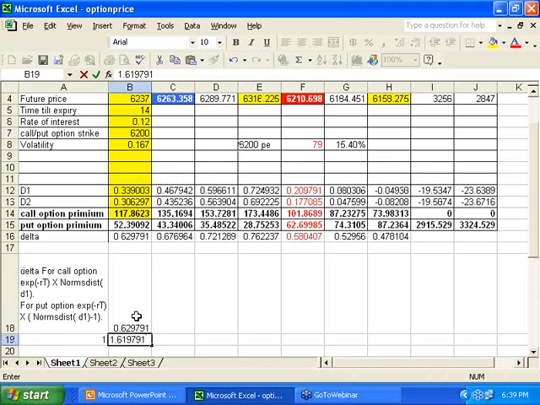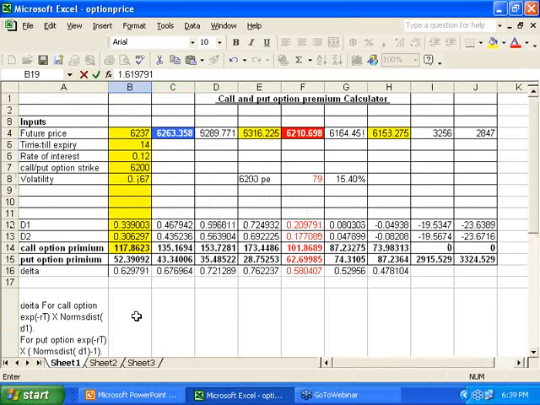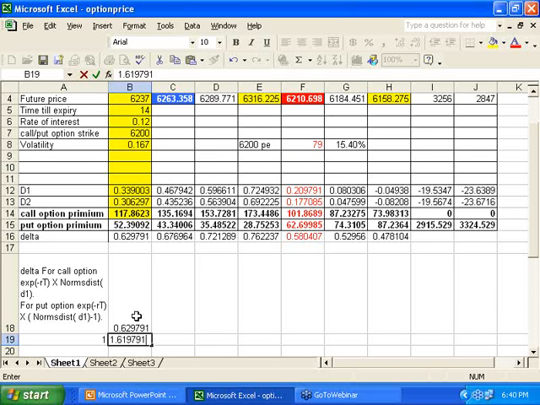The increment in the stock price by 1 rupee should invite 63 paisa change in the option. Similarly, the decrement by 1 rupee will reduce the option price by 63 paisa. So this is what the delta signifies.